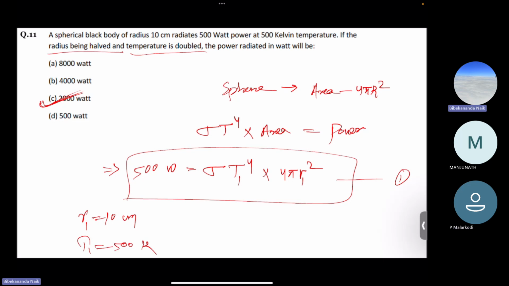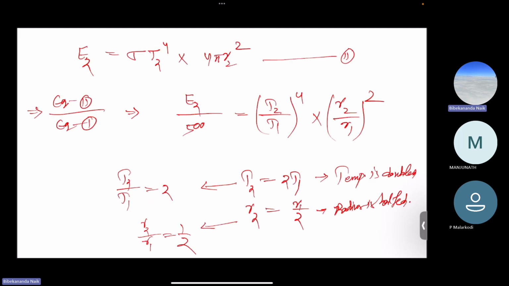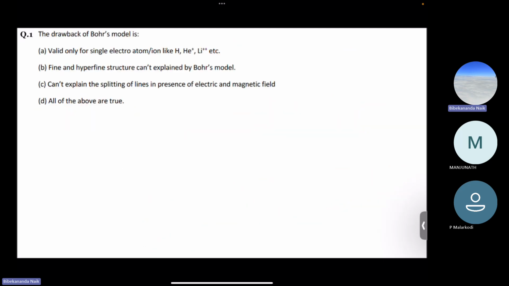Okay, so now we will move to the questions that are related to this week's lecture, like the advantages and disadvantages of Bohr's theory. So now discussing the first question of this week's lectures.